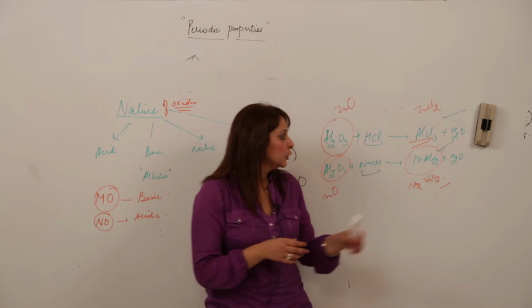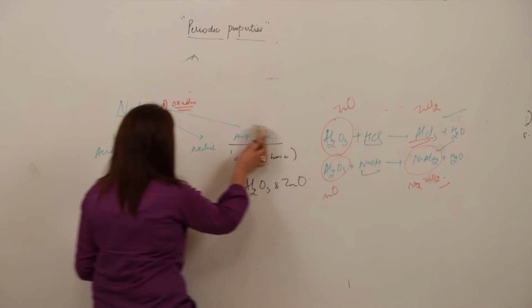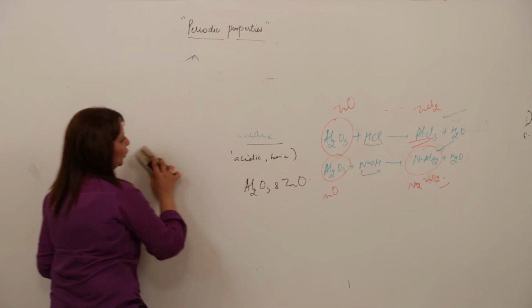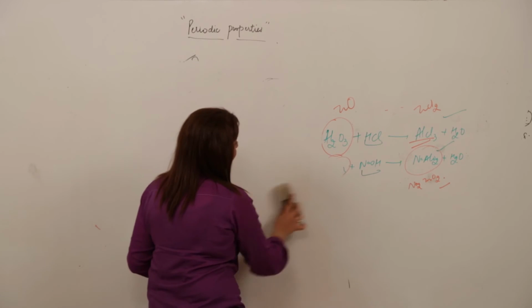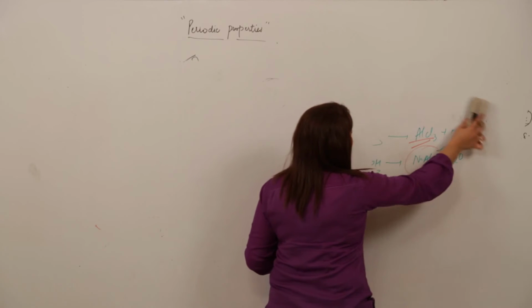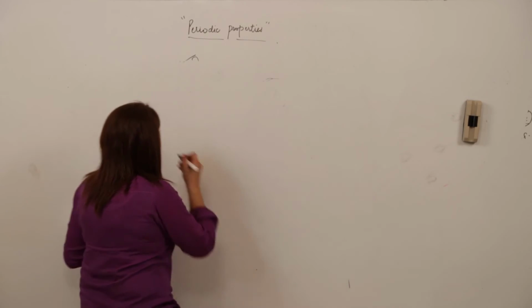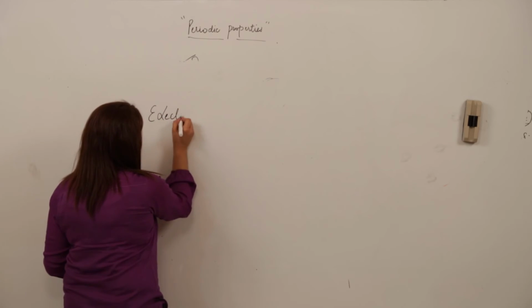One more property you should know. It is not in your syllabus, the elaborate information of that property, but still it is an important property. You get certain phenomena which are related to that property. That is electronegativity.